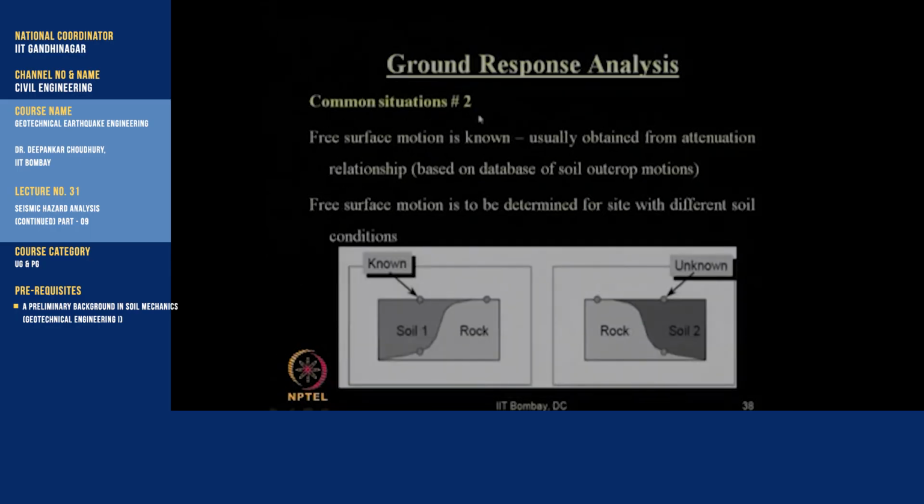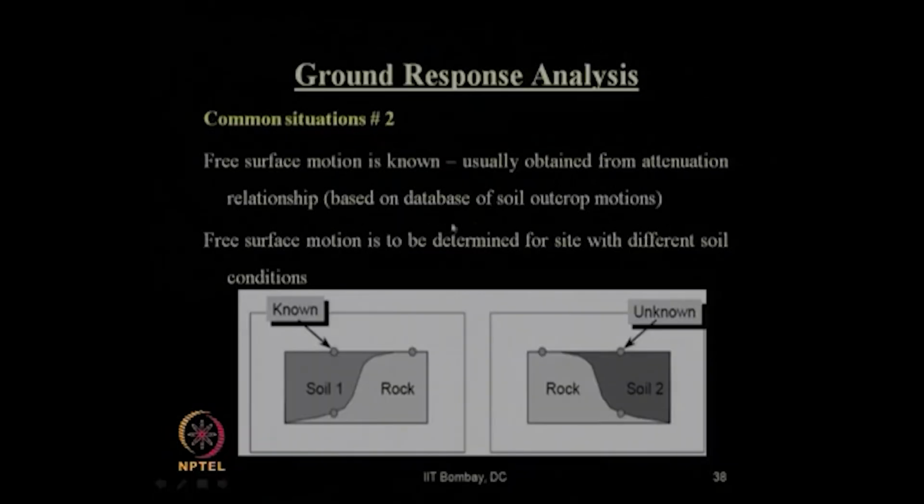Next, common situation number 2. In that case, let us say this free surface motion is known. Let us say we had a seismograph or some data source where we got this point, or maybe using the attenuation relationship for a soil outcropping motion. Various attenuation relationships will be available for soil outcrop motion also. So, suppose this value is known and this is unknown. So, free surface is to be determined for a site with different soil condition.